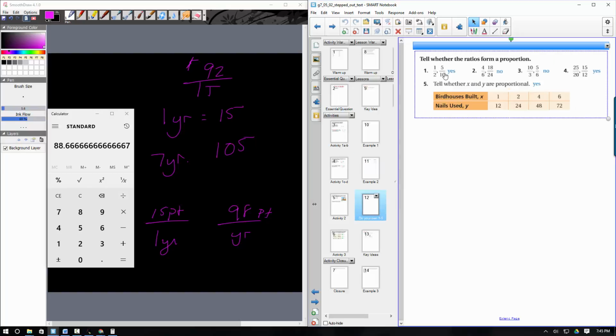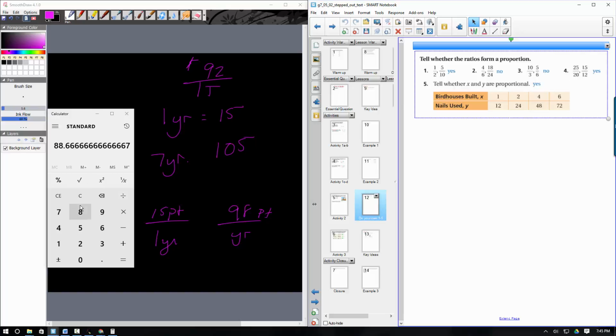All right, so let's look here to see if they're proportional. I guess we'll look real fast. They are. If I just take 2 times 5, I get 10, and 1 times 5, I get 5. 6 times 4 is 24. 4 times 4 is 16, not 18, so this is no. 3 times 2 is 6. 2 times 2 should be 20, so this is not.